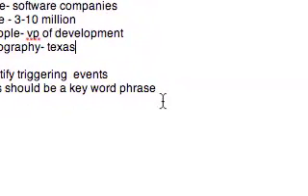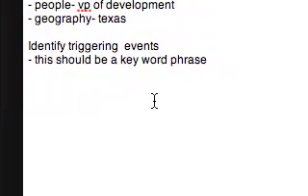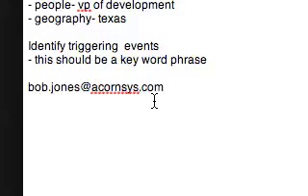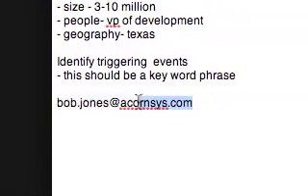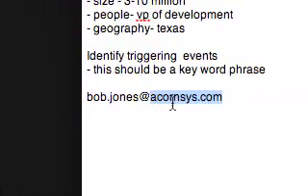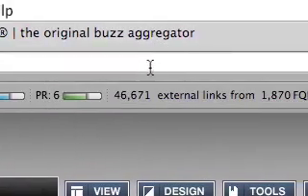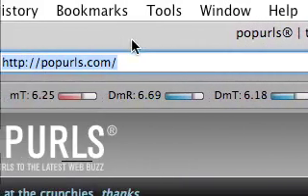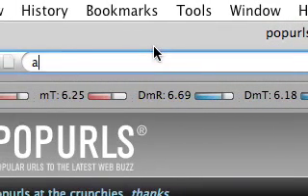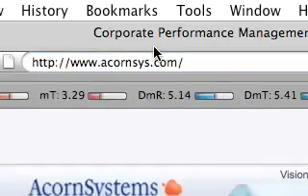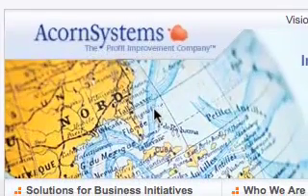So generally what happens is that I would receive an email because of the marketing that I was doing. Somebody would click on an AdWords account, and I would get something like this: Bob Jones at acornsys.com. Well, I don't know what Acorn Systems is, so I would take this, copy it, and go into my browser and type acornsys. Well, I would paste it because that'd be an awful lot faster.